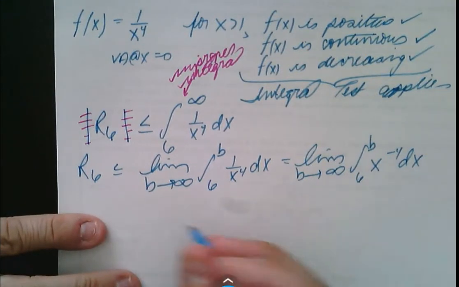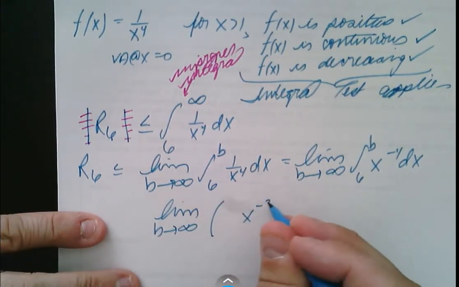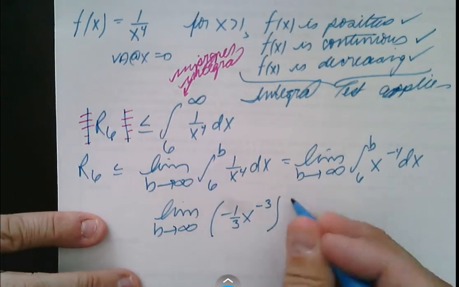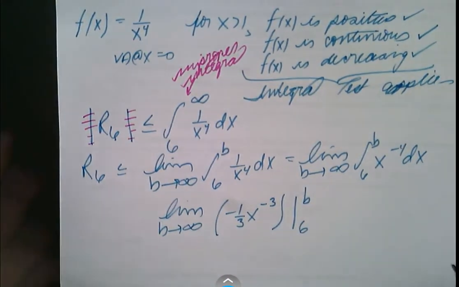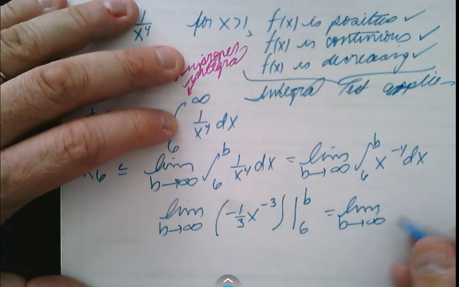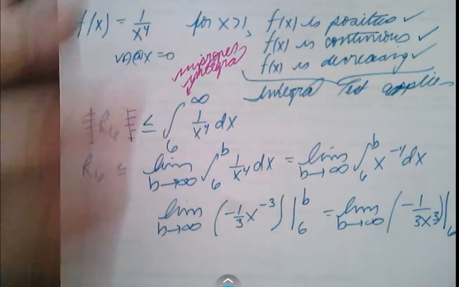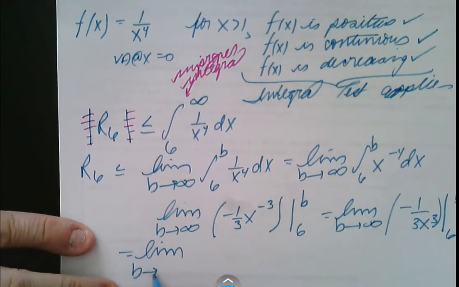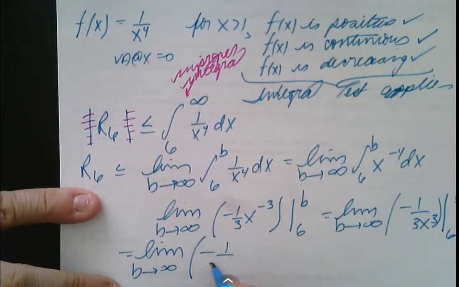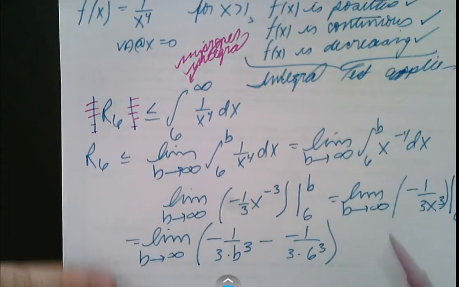Power rule, add 1 to the power, divide by the new power. Limit as b approaches infinity, add 1 to the power, divide by the new power, from 6 to b. Clean this up if you want to a little bit. And we're going to get the limit as b approaches infinity of negative 1 over 3x cubed from 6 to b. Evaluating, limit as b approaches infinity of negative 1 over 3 times b cubed minus negative 1 over 3 times 6 cubed. We're taking the limit as b approaches infinity.